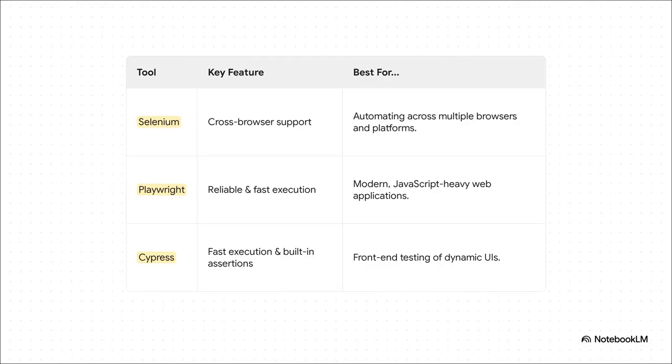Now, to handle these challenges, a whole bunch of different tools have popped up. You've got Selenium, the long-standing classic. It's a real workhorse for making sure an app works across all the different browsers. But for those faster, more dynamic apps we just talked about, modern tools like Playwright and Cypress really shine because they were built from the ground up for speed and reliability in this new JavaScript-heavy world.